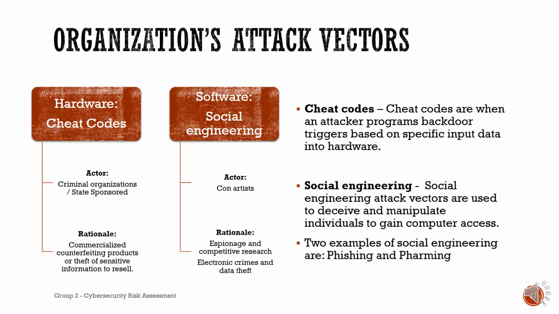The motivations for social engineering attack vectors can range from espionage and competitive research to electronic crimes and data theft. They often represent a much broader and less predictable category of attacks. Con artists are the ones that carry out these schemes by gaining the confidence of unsuspecting victims. They follow no fixed set of rules when it comes to these attacks and often cannot be identified by a simple signature.